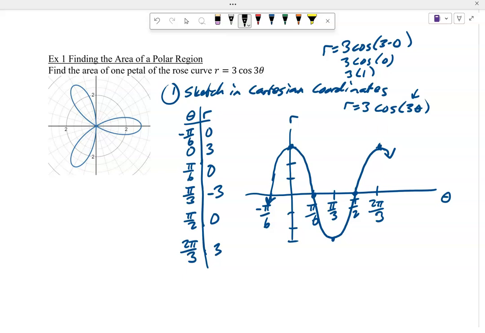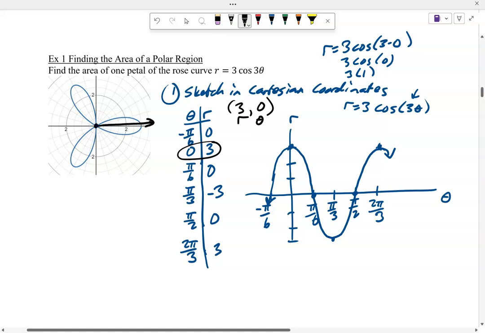Let's take this 0, 3 first. If r is 3 and theta is 0, right? (r, theta). So I'm right here. I have not moved, but I go out 1, 2, 3. There's that point. Oops, that's terrible. 1, 2, 3. There it is, right there. All right. So there's our first point, or one of the points on this.